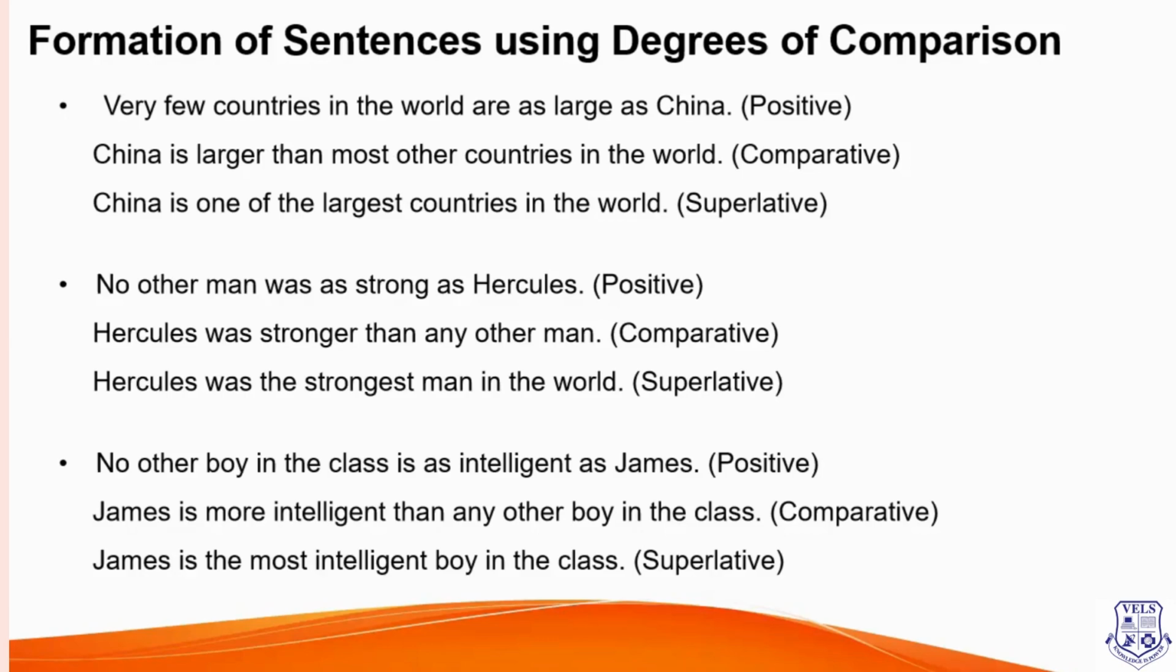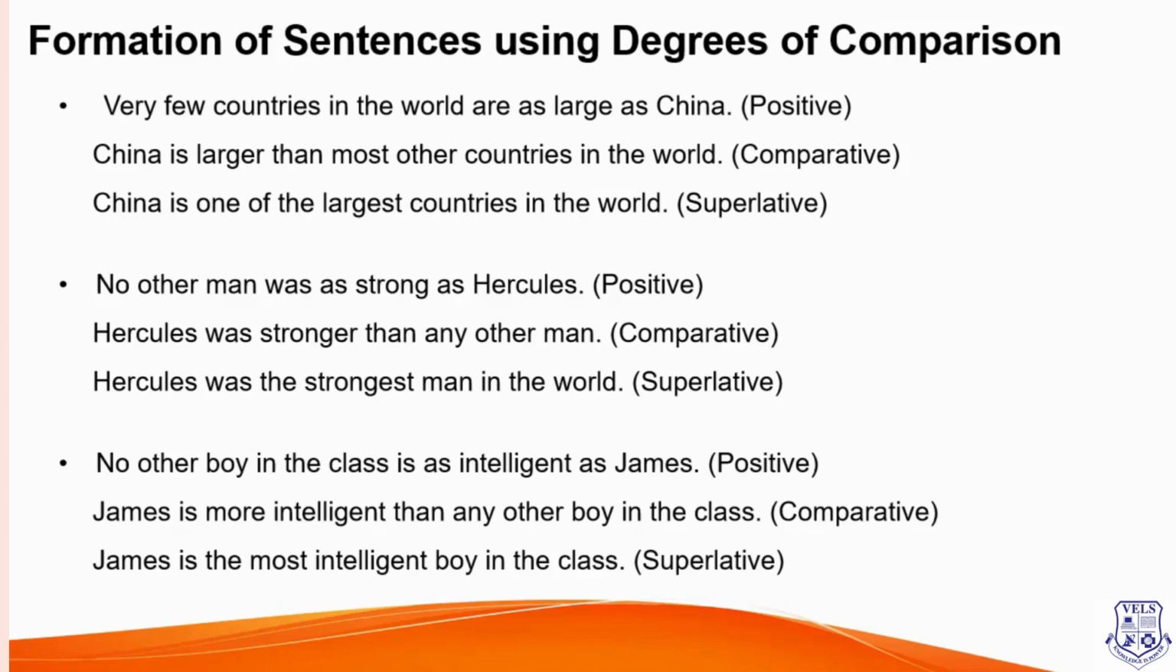Next, look at the other set of examples. No other boy in the class is as intelligent as James. As intelligent as. The original form of the word is right in front of our eyes. So it's just the positive degree of comparison. Whereas, look at the next sentence. James is more intelligent than. Hence, it is very much clear that the comparison is made between the other boys of the class and James. Hence, it is comparative degree. The last sentence: James is the most intelligent boy in the class. So, this is the superlative degree.